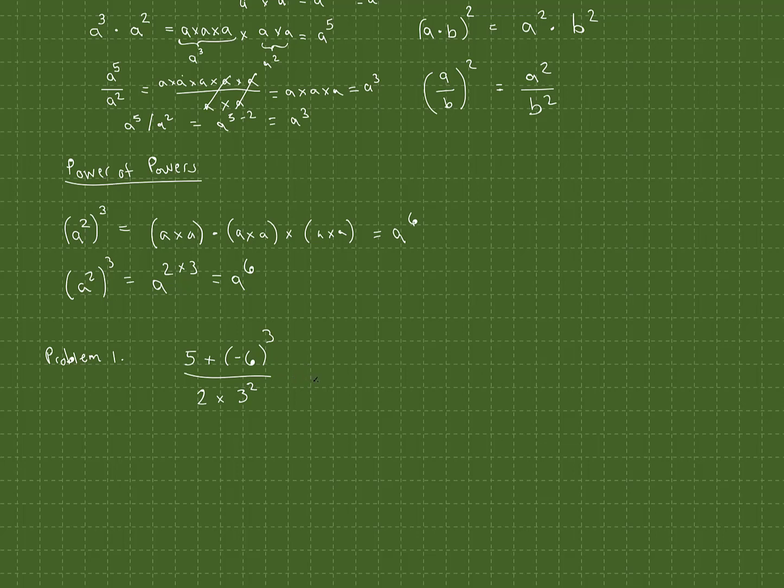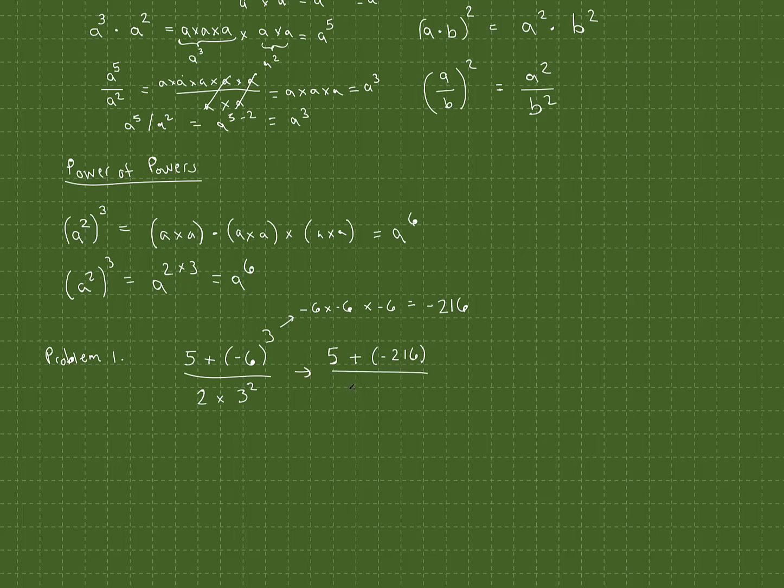So first thing we do is anything inside the parentheses. Well, we do have parentheses, but there's nothing happening in there. It's just negative 6. So we can skip that step. Step number 2 is powers. So we have 5 plus, what is negative 6 raised to the third power? Well, that's negative 6 times negative 6 times negative 6, which ends up giving me negative 216 when I multiply those things out. So I have 5 plus negative 216, and then over 2 times 3 squared.